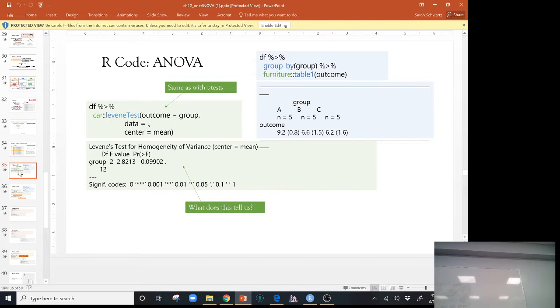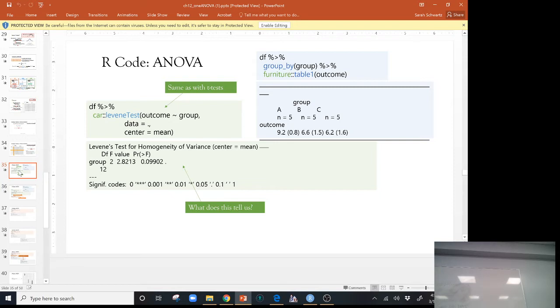Now, we've seen table 1 as well, haven't we? Yeah. So table 1, you take your data set, you group it by your categorical variable, and then you do table 1 of your continuous variable. It'll give you your means and standard deviations of your groups as well as their sample sizes.